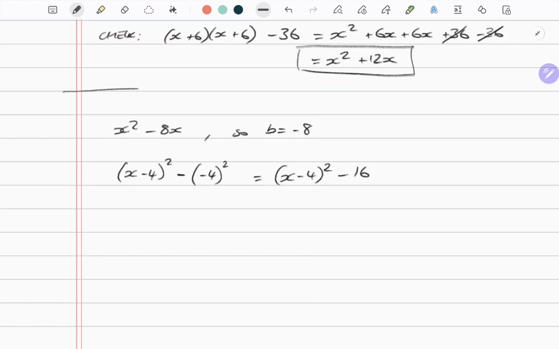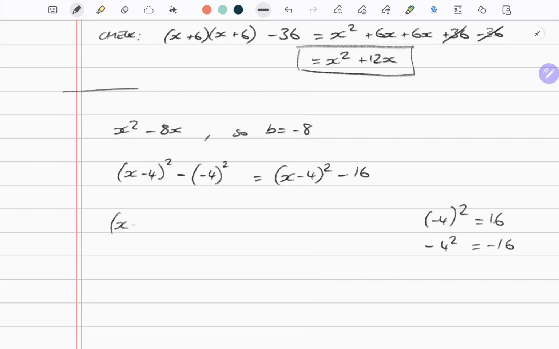And then I just want a quick recap here. Minus 4 squared is equal to 16, because that minus 4 is in the brackets, but if we had no brackets, that would be minus 16. So that's how that works. So let's do a quick check then.